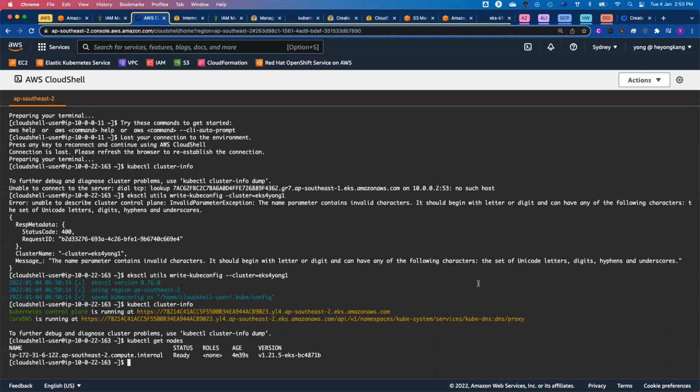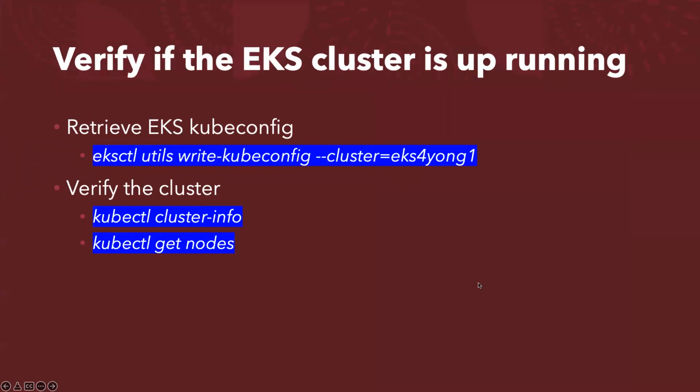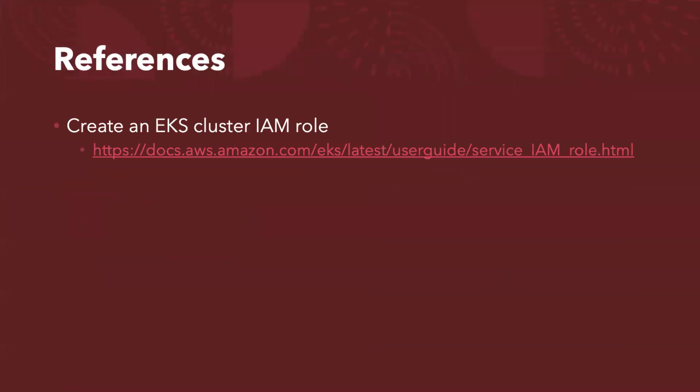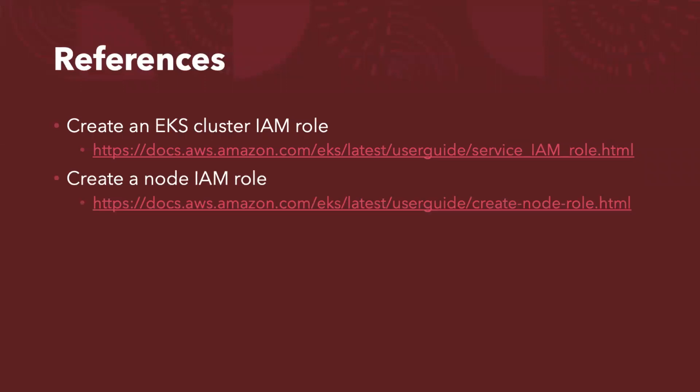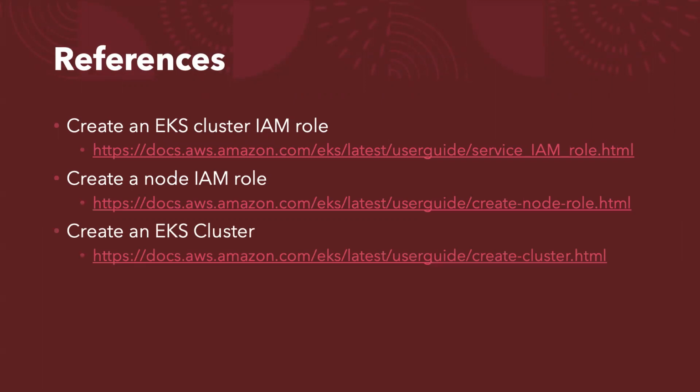Now it's your choice how you are going to deploy the application or database into the cluster. For the purpose of this particular session, I'm only focusing on how to build the cluster for you ready to use. Okay. So here are a few reference links. If you're not sure how to create the EKS cluster IAM role, here is a link from the Amazon website. And here's another link on how to create the IAM role and how to create the EKS cluster.